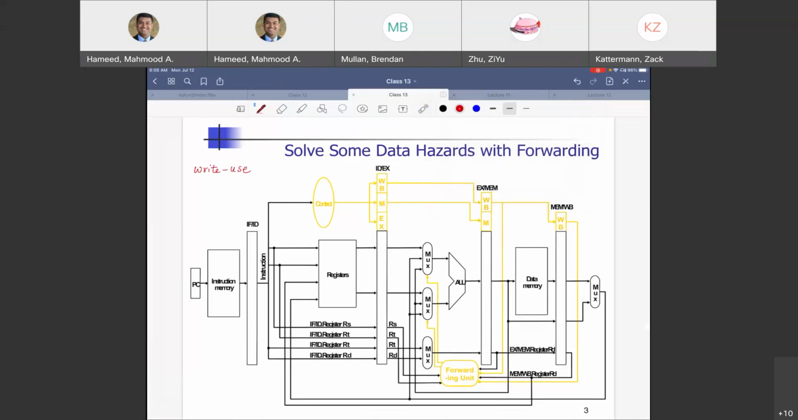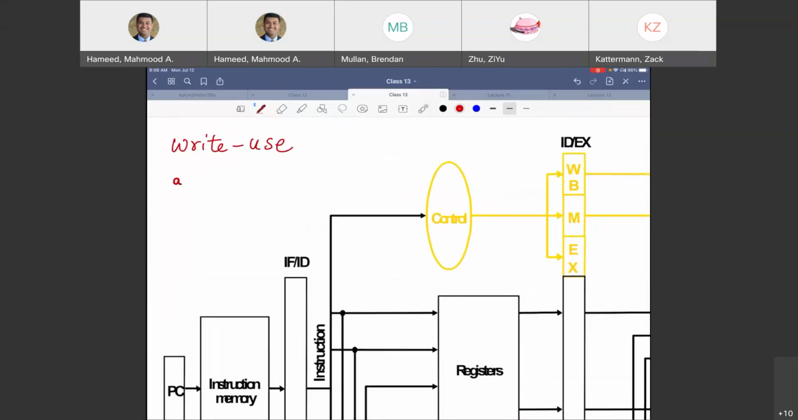So take an add instruction, for example, and say you are doing something like this: add $2, $1, $3. And then immediately use it, right? So subtract $4, $2, $3. You see, this has that problem. We cannot do this without register forwarding.